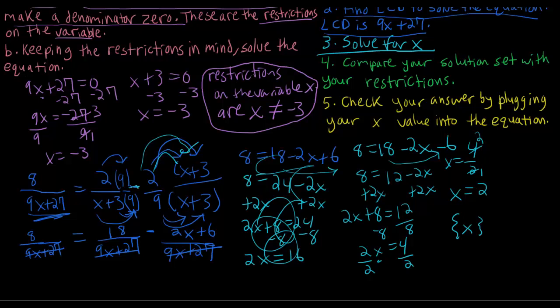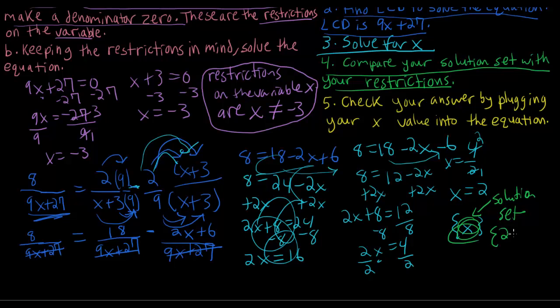And for step 4, we want to compare your solution set with your restrictions. This right here is our solution set. Actually, it shouldn't be x. It should be 2 in the brackets. So this is our solution set right here, the 2. If we compare that all the way over here with negative 3, then we see they're not the same, so we're okay.